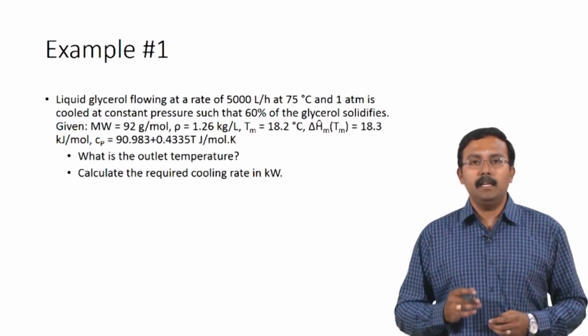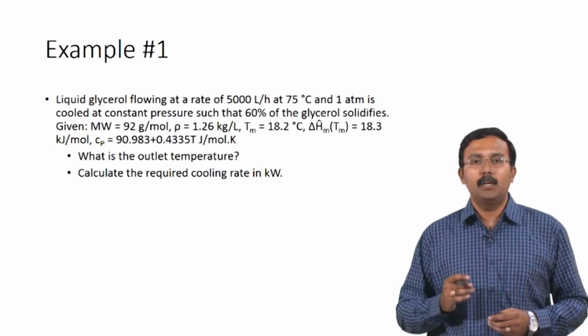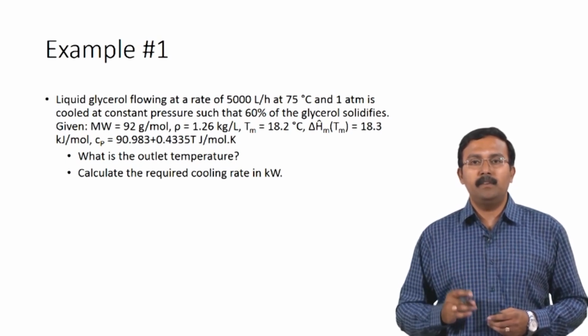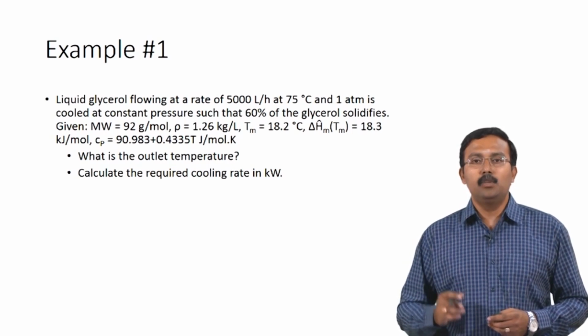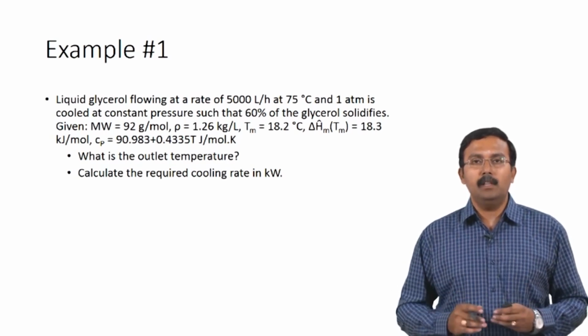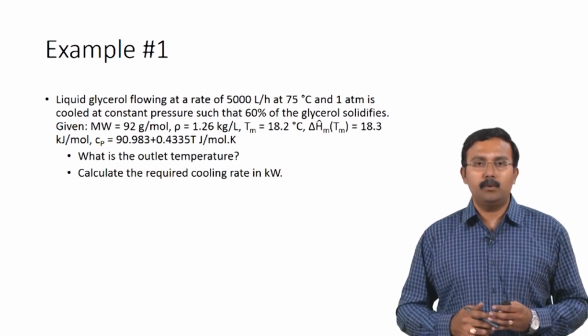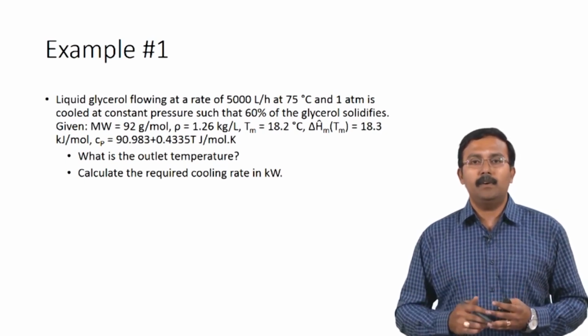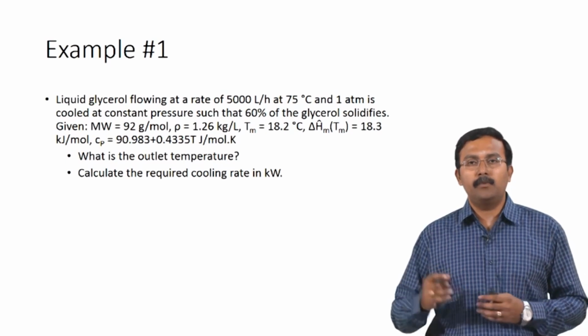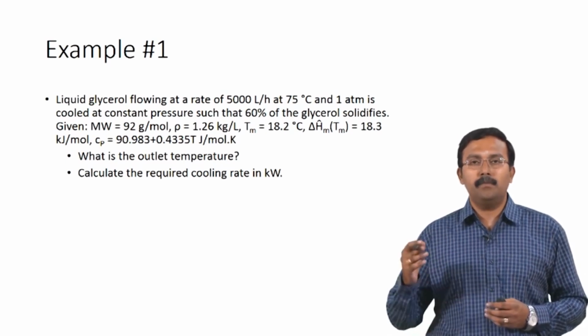and Cp for glycerol is 90.983 plus 0.4335 times T joules per mole Kelvin. So, with all this information, you have been asked to first identify what the outlet temperature would be and then identify the rate of cooling which is required in terms of kilowatts.